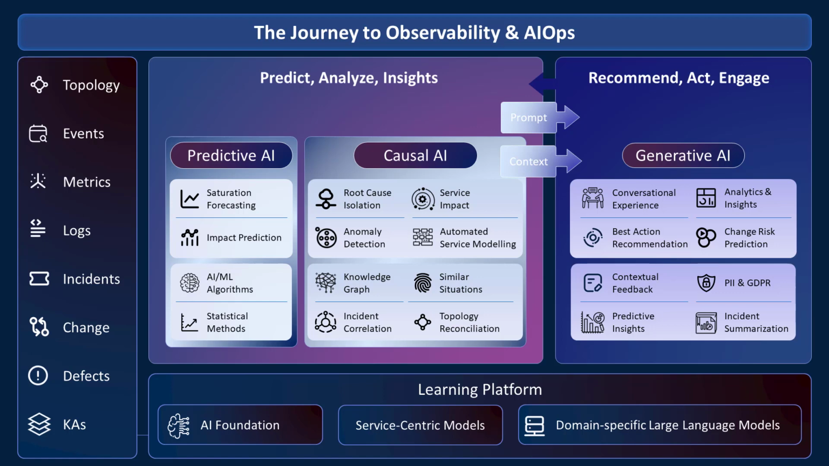Topology reconciliation. You may have different data sources feeding you with topology information. How do you reconcile all that? A certain CI may be coming in from different sources, and you want to be able to reconcile all of that. And last but not least is generative AI.